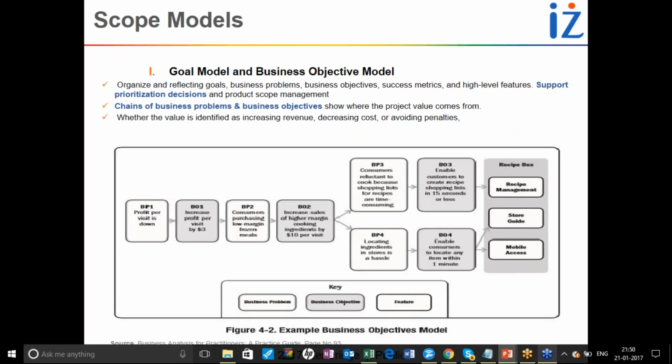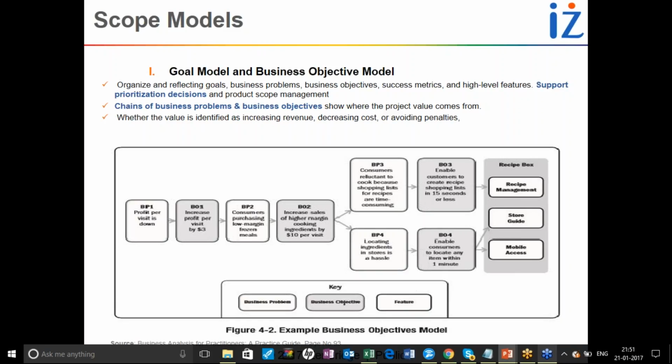You are looking at the problem related to your objective: if I need to increase profit per visit by $3, then what is the problem associated with achieving this objective? Here the problem is that consumers are purchasing low margin frozen meals. So in that case, you need to increase the sales of higher margin cooking ingredients by $10 per visit. Means customers are buying lower margin frozen meals, so your objective is to increase the sales of higher margin cooking ingredients.